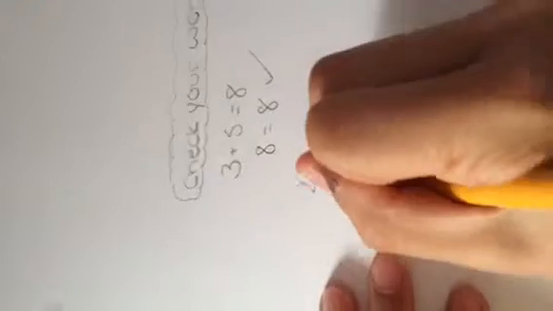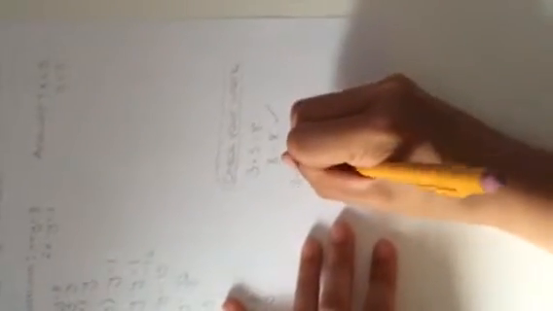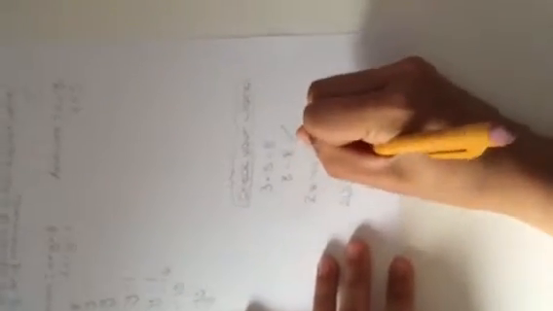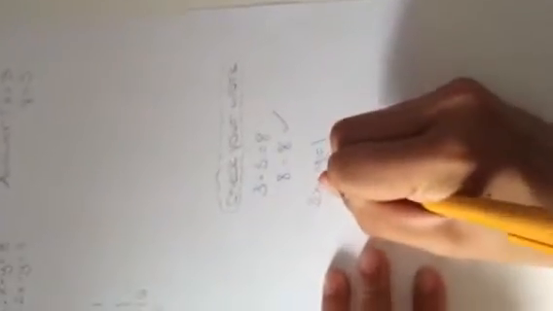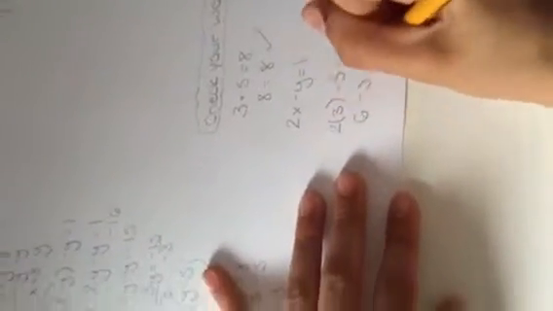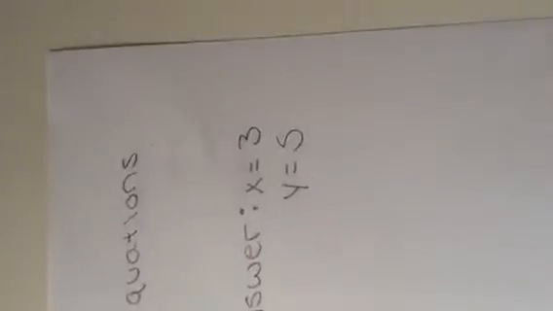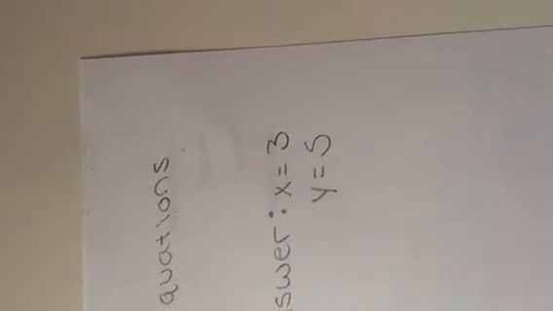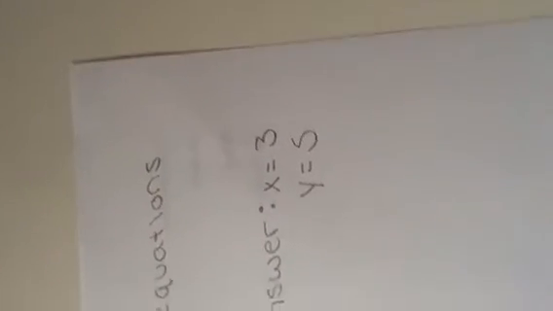So the original equation was 2x minus y equals 1. We're going to take this x and y and insert our answers. So 2 times 3 minus 5 equals 1. So 6 minus 5 equals 1. 1 equals 1. Check. So after checking our work, we can see that our answers of x equals 3 and y equals 5 are correct.